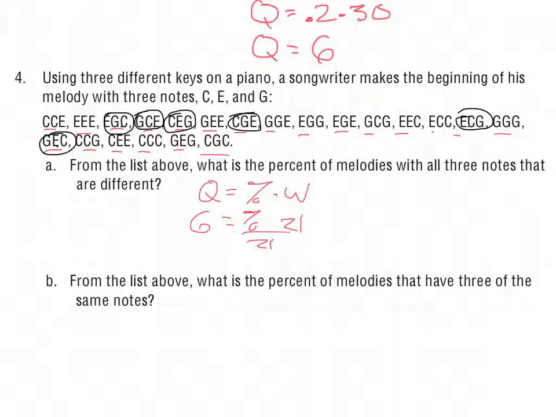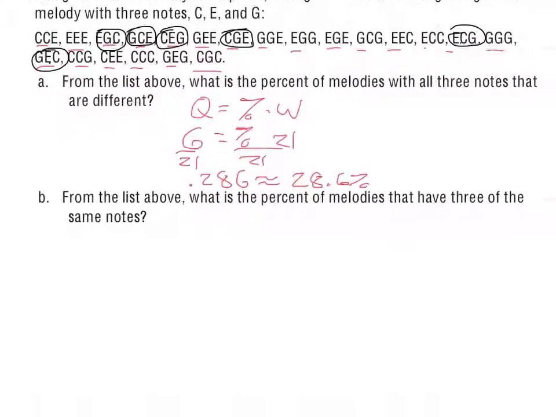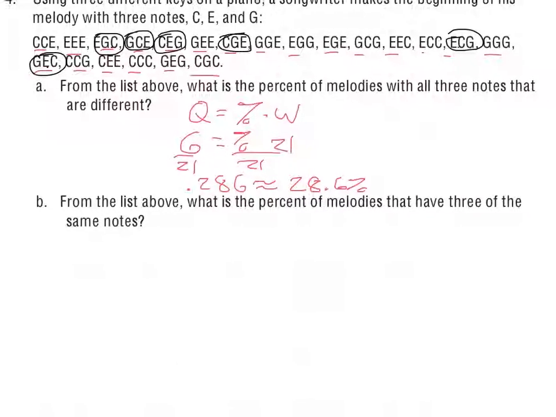Divided by 21, divided by 21. This simplifies to 2 out of 7, which is approximately 0.286, or approximately 28.6%. From the list above, what is the percentage of melodies that have 3 of the same notes?